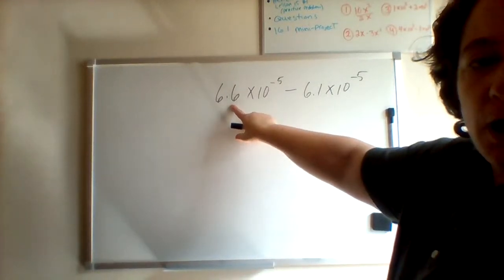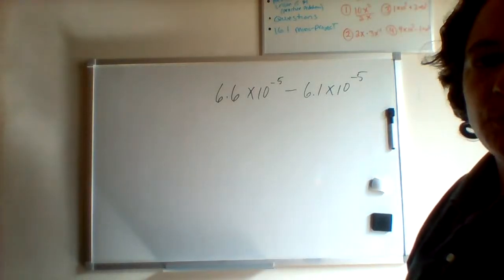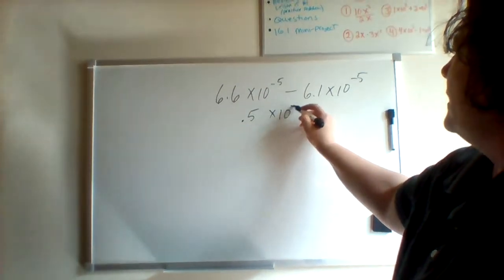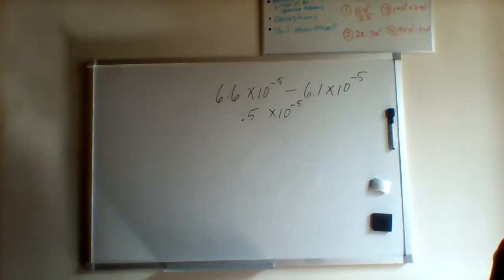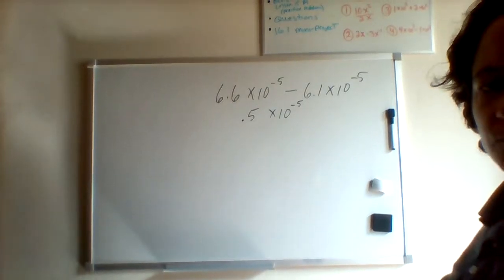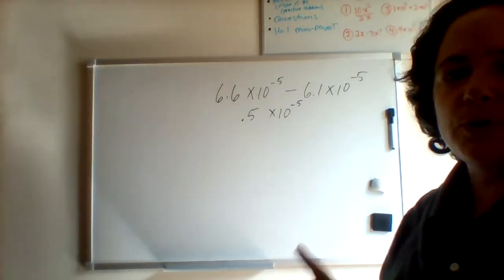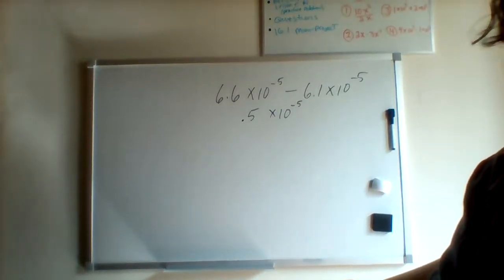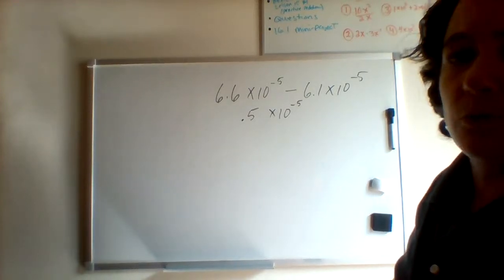Think about money. Think about $6.60. And if you took away $6.10, like if you spent money, you'd only be left with 50 cents, right? So if I'm left with 50 cents, then it's 50 cents times 10 to the negative 5th power. Now, this is not scientific notation, and hopefully you recognize that. Hopefully you recognize that this is not a number between 1 and 10. It's less than 1, and that's not okay if it's going to be in scientific notation.